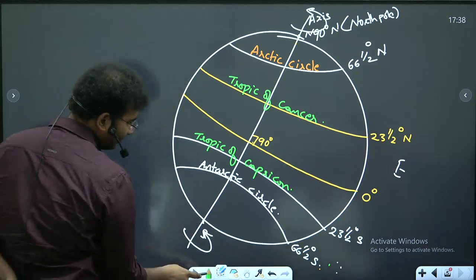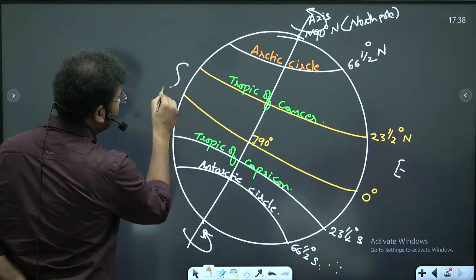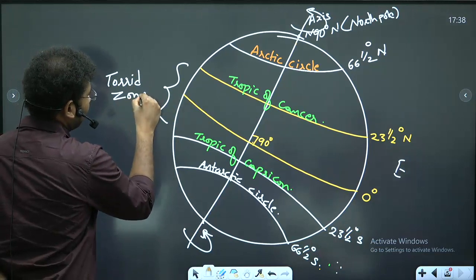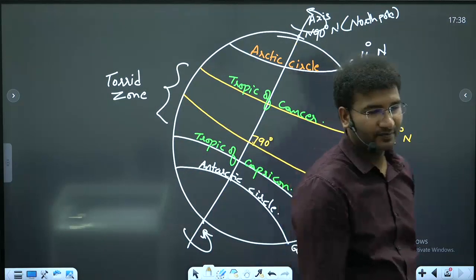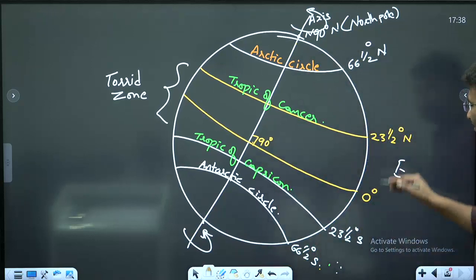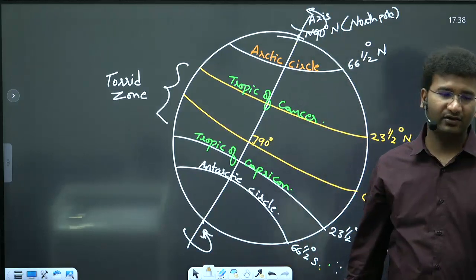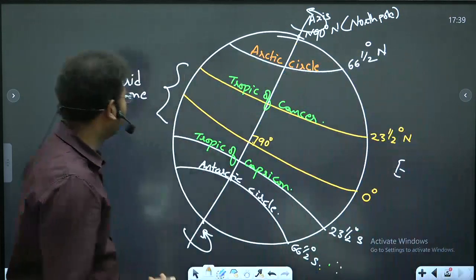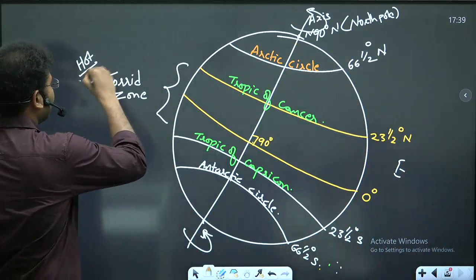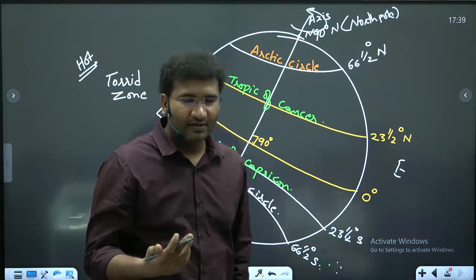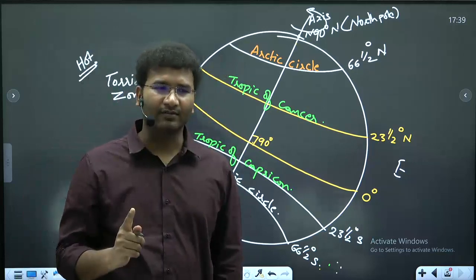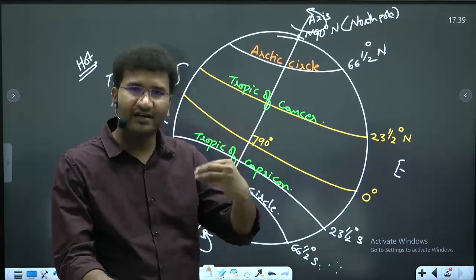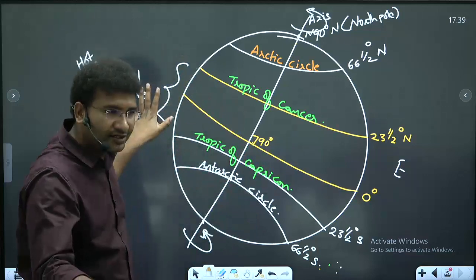Now the region between Tropic of Cancer and Tropic of Capricorn is called the torrid zone. Torrid is generally a hot zone, meaning it is hotter here. It is hot compared to other regions, because at one point or another this particular region receives sunlight directly. You will understand this concept by the end of today's class. So this is the torrid zone.